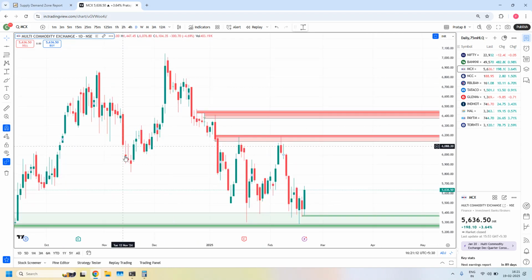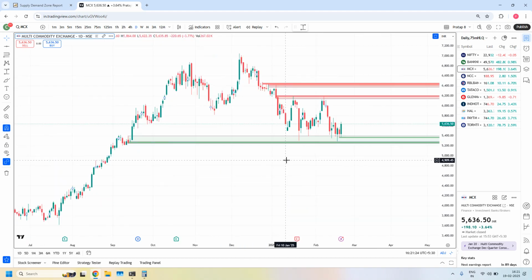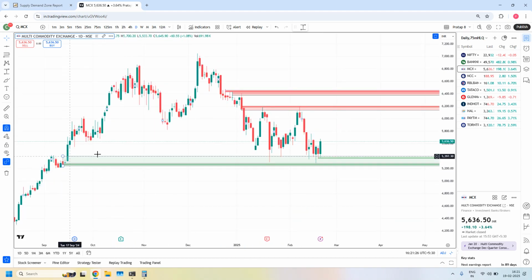See here, we have a drop base rally. That has been violated here. And here also some drop base rallies are there. See here, a drop base rally is there. That is also violated here. But here we have a high liquidity zone. This is not violated. This is the one that prevented the fall in the market, especially in the stock. Then it gave a good movement from here.